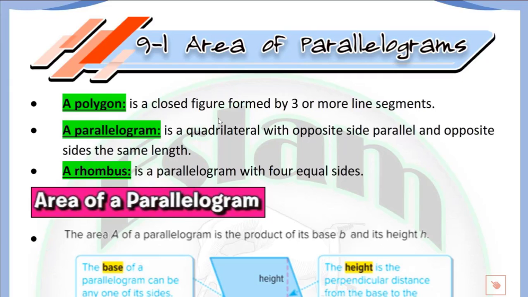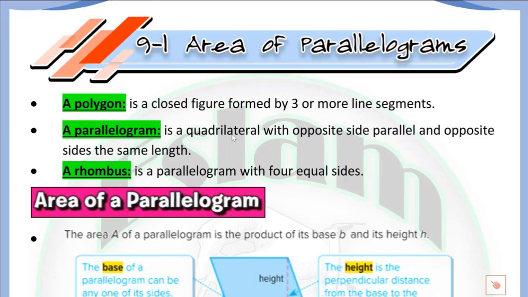One of those polygons is called the parallelogram. A parallelogram is a quadrilateral in which each two opposite sides are parallel and equal in length. Quadrilateral means a polygon formed from four sides. Now we have a rhombus. The rhombus is a parallelogram with all sides equal.